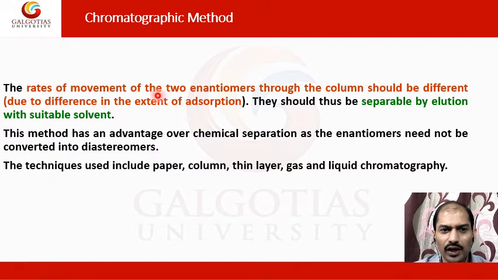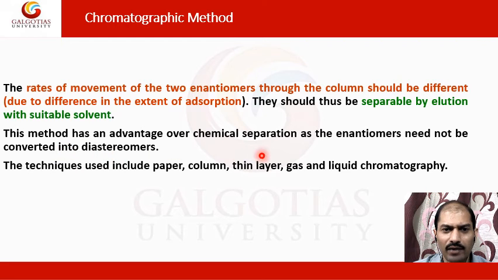Here the rate of movement of the two enantiomers through the column should be different due to the difference in the extent of adsorption, because each enantiomer has a different interaction with the molecules on the surface of the column, which is filled with a certain kind of coating, so they will segregate accordingly. Each enantiomer has a different rate of movement towards the detector, so they will separate with a different time interval. Separation by elution with a suitable solvent is required here. If you have a suitable solvent, then you can easily separate them.